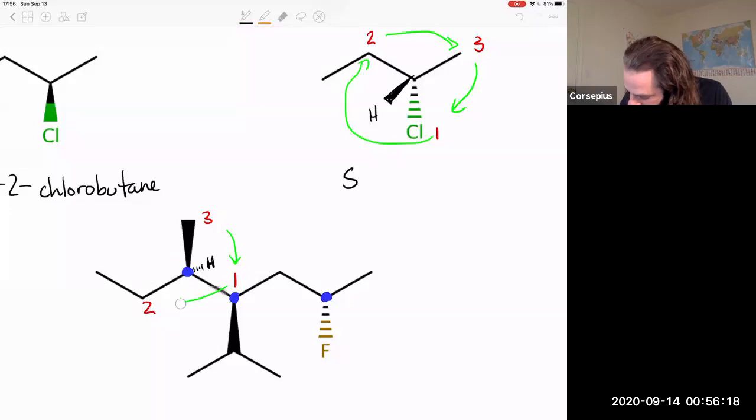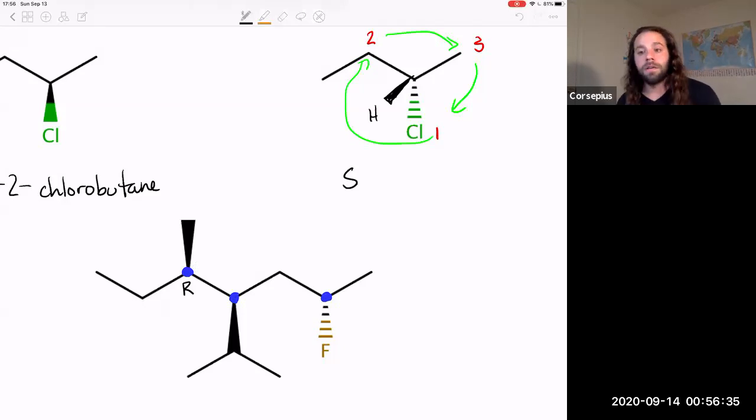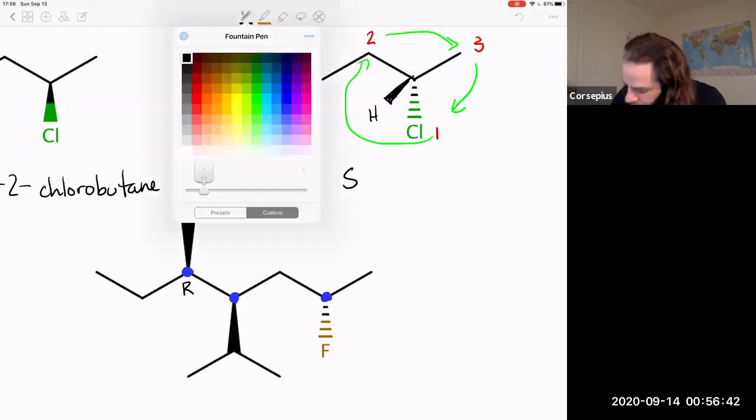So that makes this an R stereocenter. All right, I'm going to get rid of my priority labels just because it might get a little bit confusing. But we'll just note that that guy's R. Now I'm going to jump to this stereocenter here, and I got to label all the groups around it with their priority numbers.